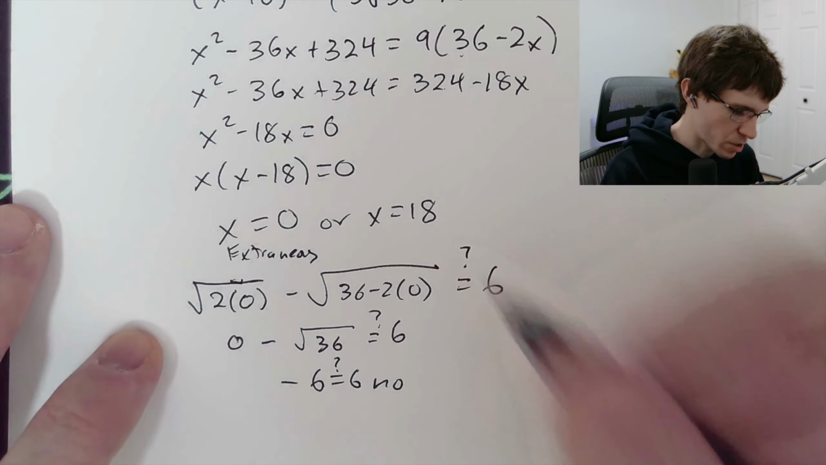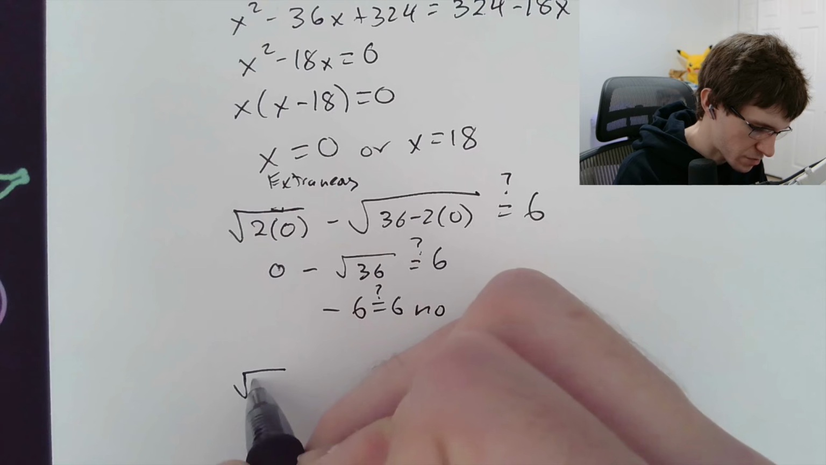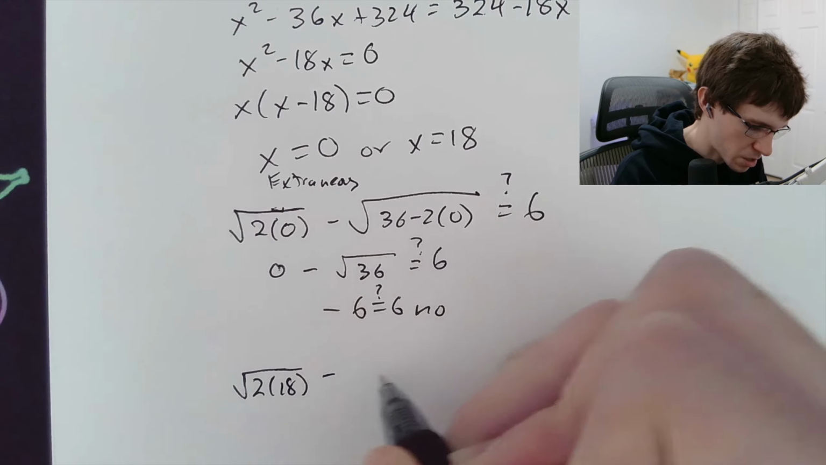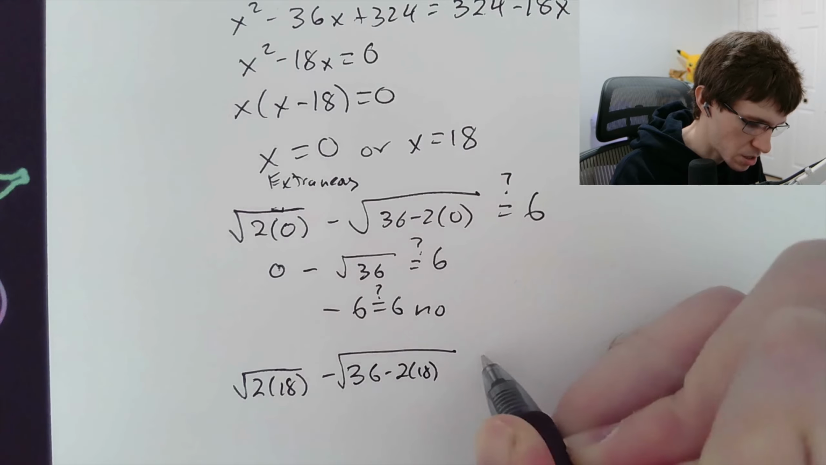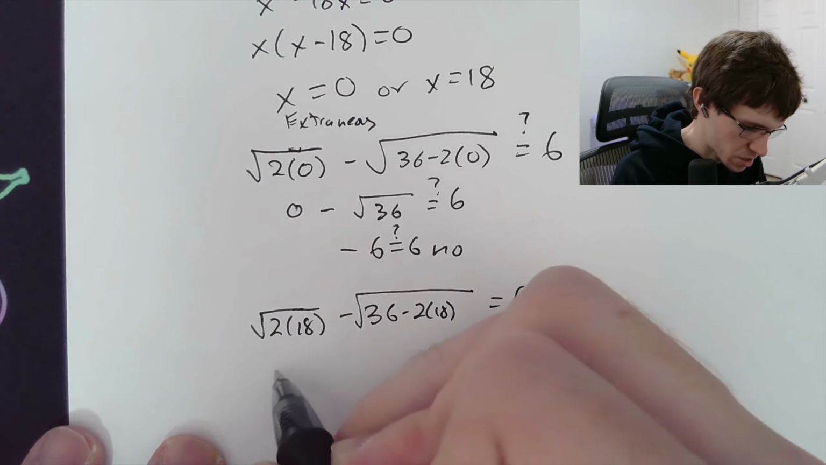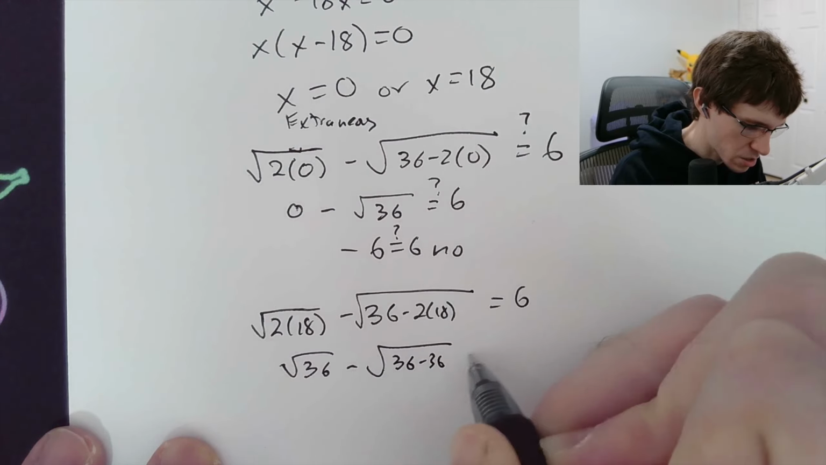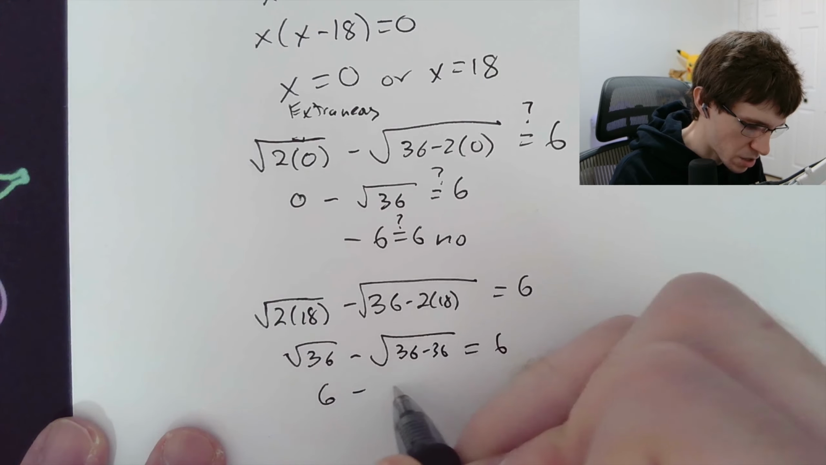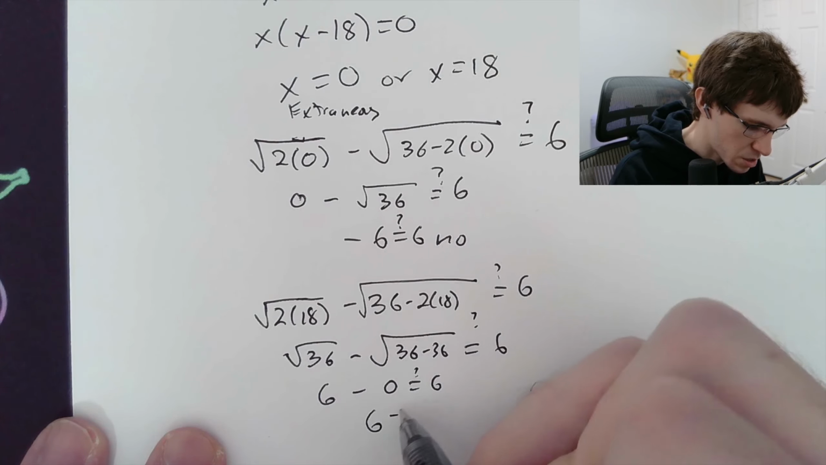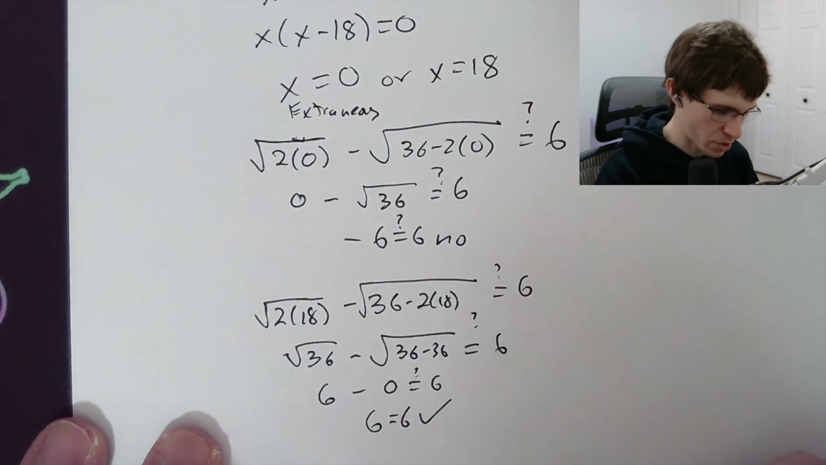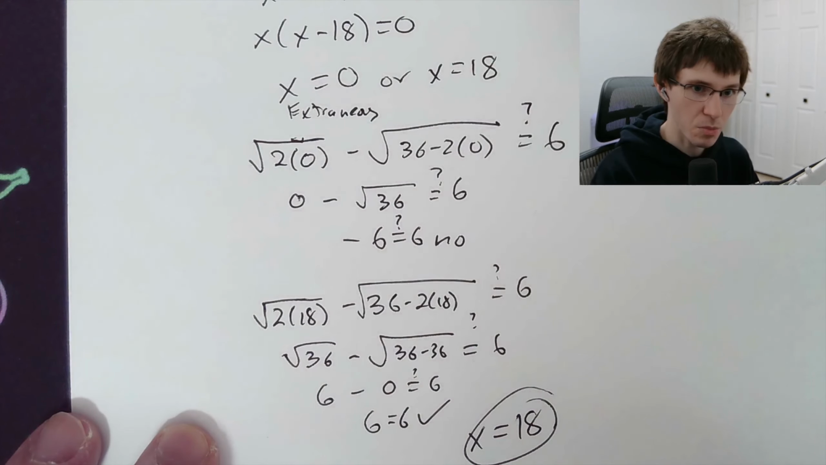Now we're going to go ahead and check 18. So if we check 18, we're going to be saying that we have 2 times 18 minus the square root of 36 minus 2 times 18 is equal to 6. That's going to give us 36 minus the square root of 36 minus 36 equals 6. 6 minus 0 equals 6. Sure enough, oh, these are all question marks, whoops. 6 equals 6. That is a true statement, and therefore x equals 18 is our only solution to this problem.